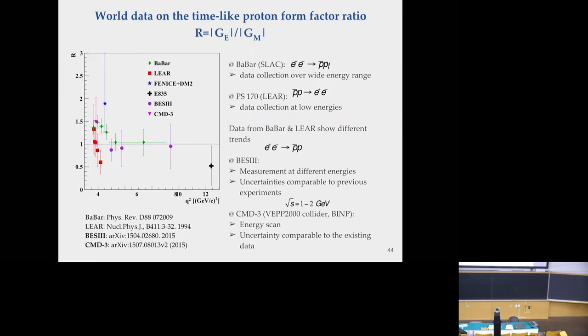But this was then essentially total cross-sections. If you want to measure the ratio between electric and magnetic form factor in the time-like region, the data are very poor. I mean, a huge error bar. It's very hard to draw any conclusion. The main conclusion you can draw is the inconsistency between data. The red points were taken at LEAR, p̄p goes to e+e-, whereas the green points are from BaBar, e+e- goes to pp̄. So there is a discrepancy here which needs to be sorted out.